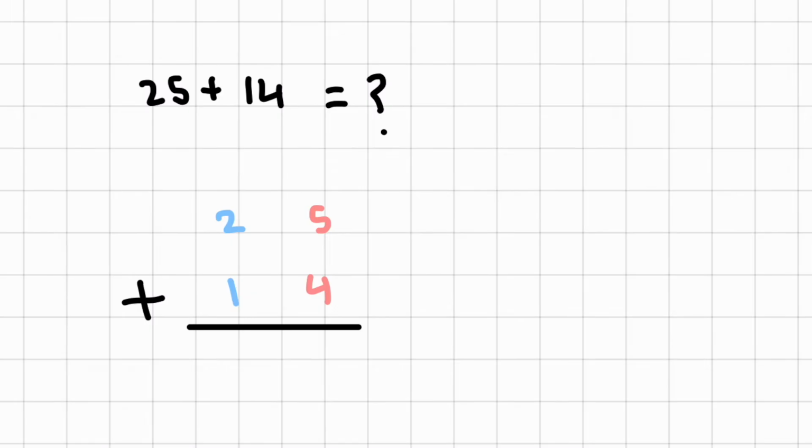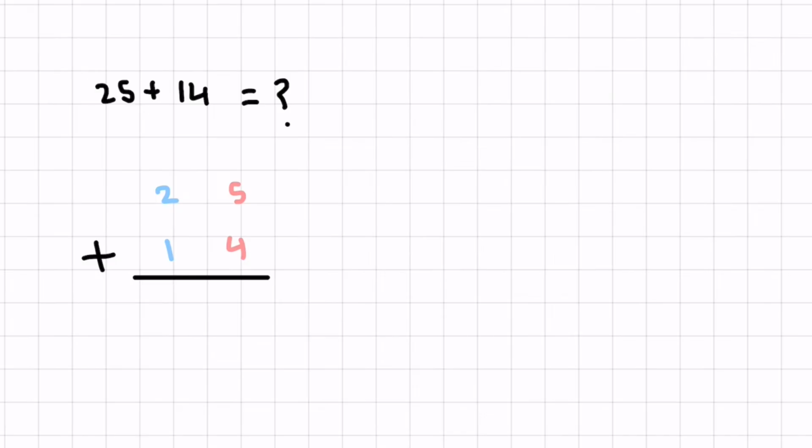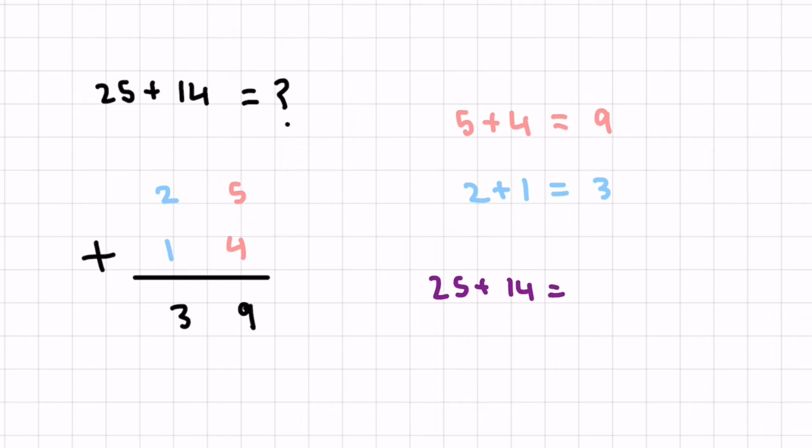Next, we have 25 plus 14. Starting with the ones place, we have to do 5 plus 4. This leaves us with 9. We can write down 9 in the ones column. Then we can do the tens place, which is 2 plus 1. This leaves us with 3. We can write down 3. So 25 plus 14 is equal to 39.